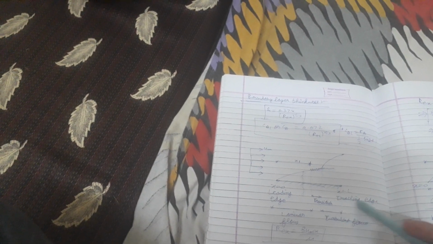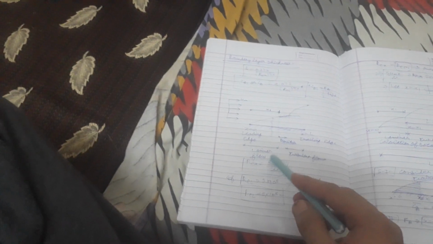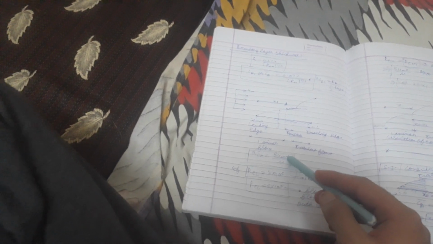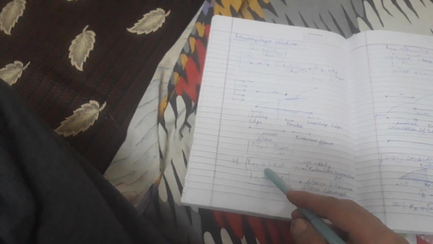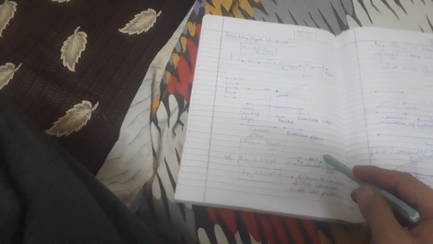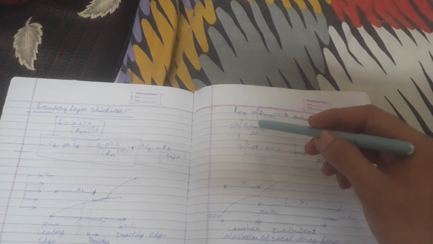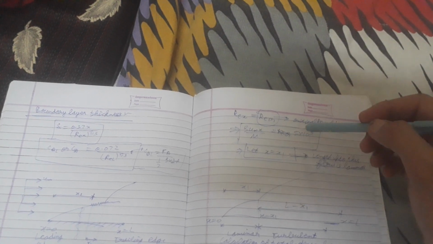Then this is u infinity, x is equal to 0 is the leading edge. This is the transition, this is the trailing edge, x is equal to L. This is laminar flow, this is transition, this is turbulent flow. Rex is equal to rho u infinity x by mu. If REL is greater than 5 into 10 raised to 5, we must calculate the transition point. If REL is less than 5 into 10 raised to 5, flow is laminar throughout the plate. Then Rex is equal to RECR, which is the critical Reynolds number: rho u infinity x by mu is equal to 5 into 10 raised to 5.